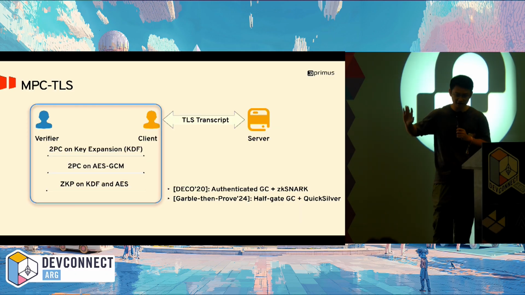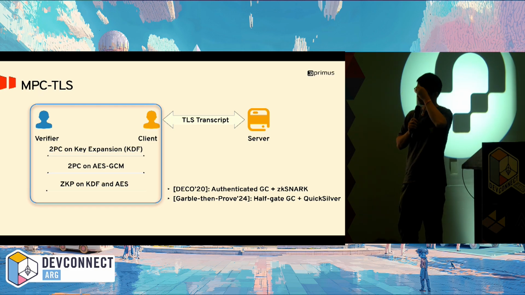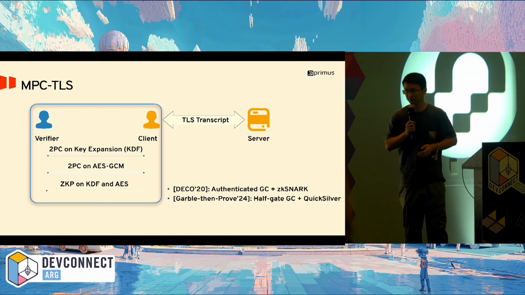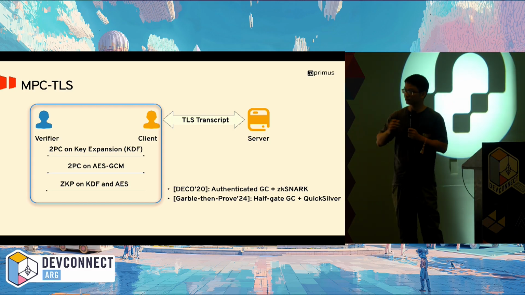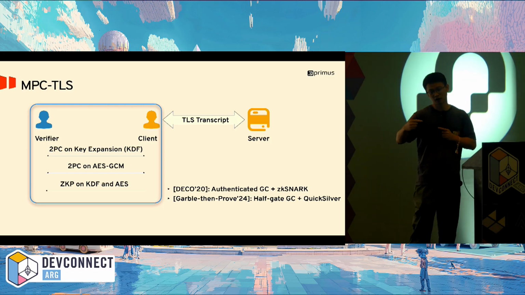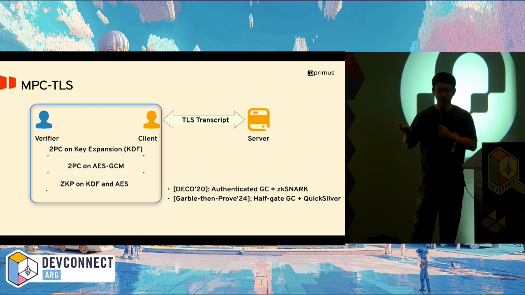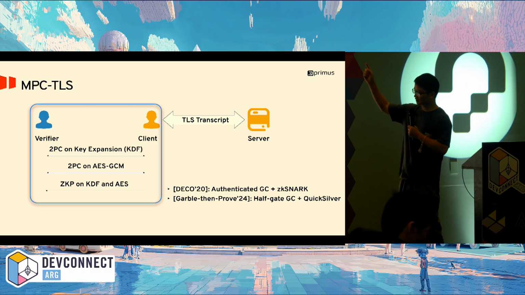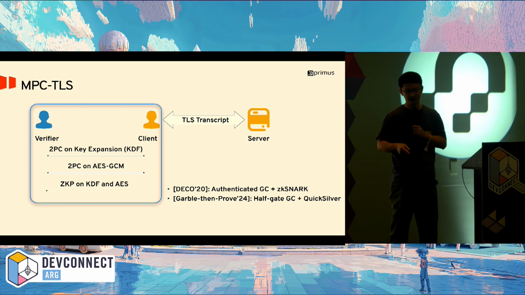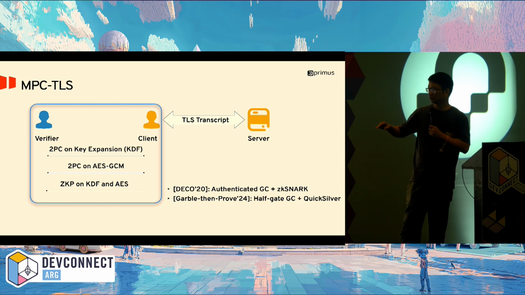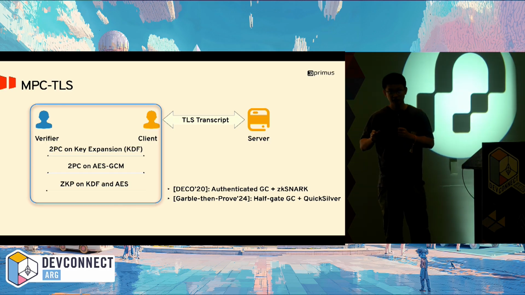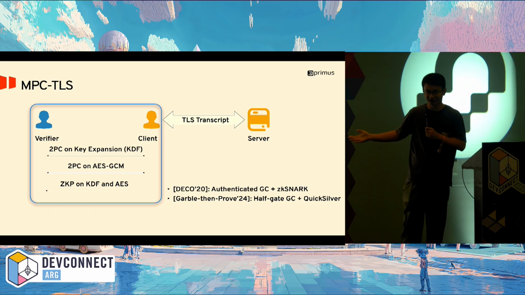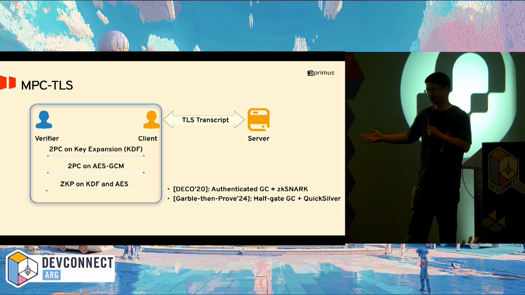Now a very simple explanation. When you're using MPC, why is it so expensive? Because you have to run 2PC between the verifier and the client to compute these key expansion circuits and AES circuits. At the end of this computation, you also have to run zero-knowledge proof systems to prove that the KDF and the AES ran correctly. So it's a combination of MPC and ZK steps, which is very expensive and very inefficient.